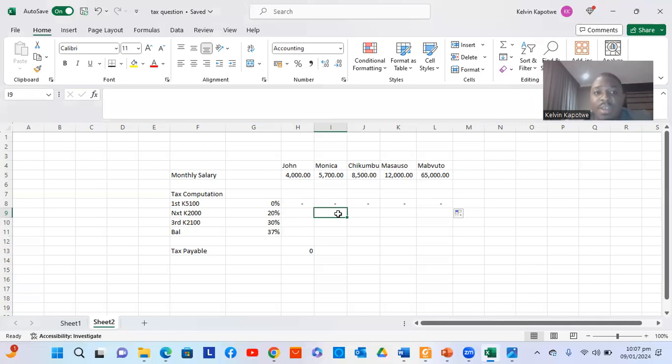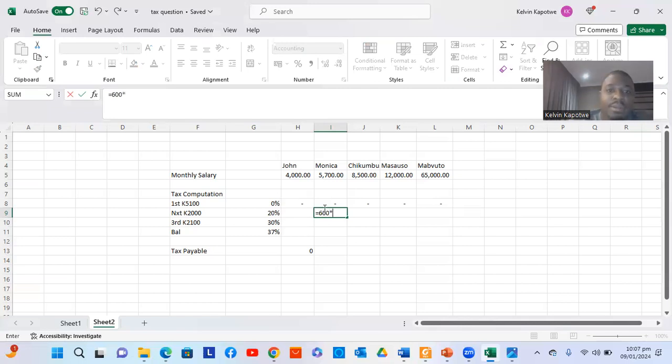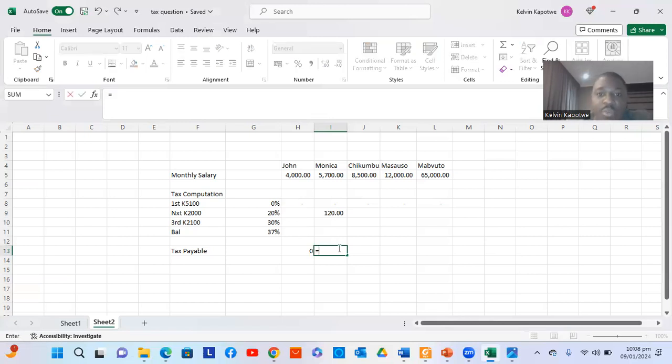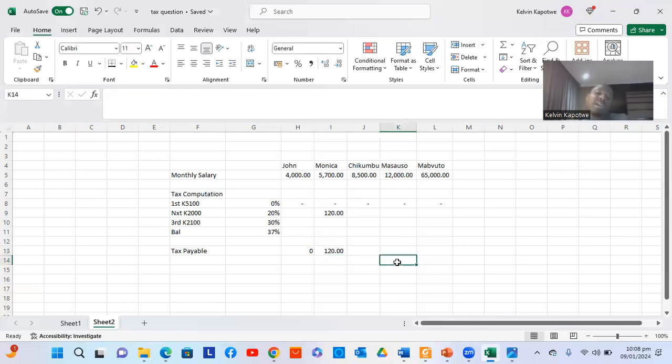So now what this means is that 600 kwacha is the balance in this case. Okay. It is the balance. So you are not going to tax it at 37%. It is not above 9,200. So what I'm going to do here, that's 600 kwacha. After you remove the 5,100, you're going to say 600 kwacha multiplied by this rate, 20%. So the tax that Monica is going to pay is the summation of the taxes that we've calculated there. The tax that Monica is going to pay on her salary is 120.